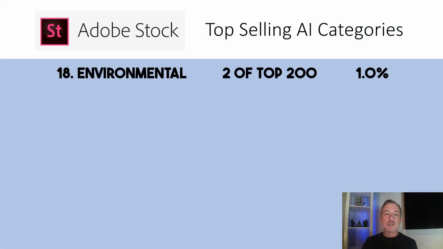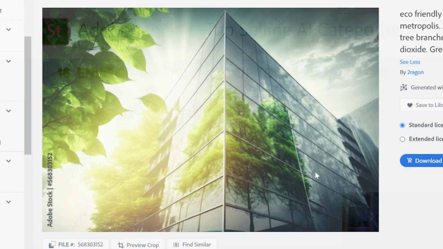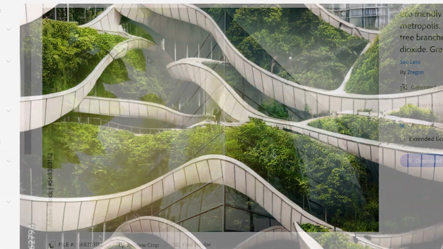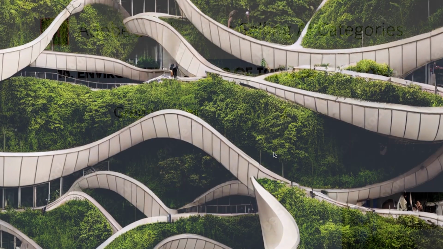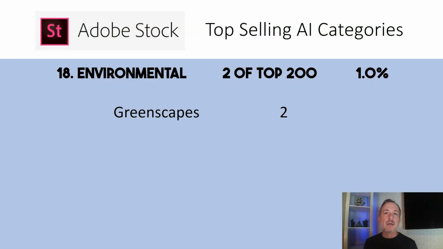And finally on the list, environmentalism, two of the top 200. Again, some of the images that I just described could also fall into this category. I did bucket a couple of those in here as well as one of the others. Greenscapes, kind of showing lots of trees around architecture, this new movement in architecture to be very green, integrating plants, trees with the overall building setting in a very green, environmentally friendly way.